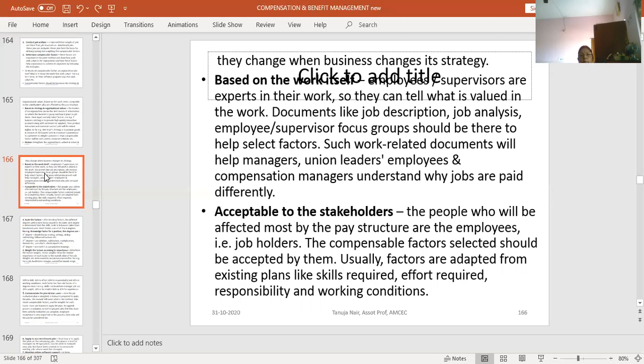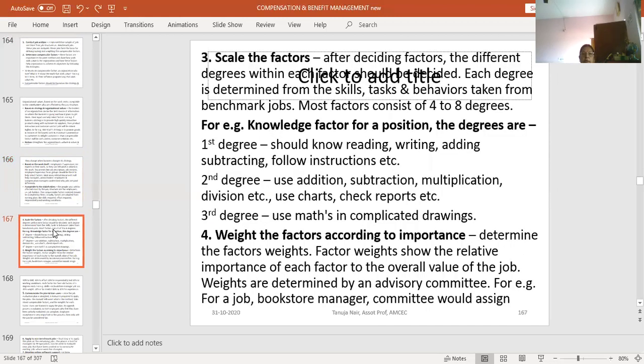So usually the compensable factors selected for jobs are how much effort is required, mental effort and physical effort, how much skill is required, how much knowledge is required, what the working conditions should be, and what the responsibility level in the job is. All these are some of the compensable factors which are considered in the job evaluation process using the point method.